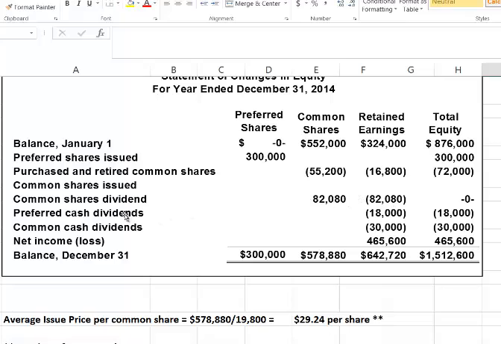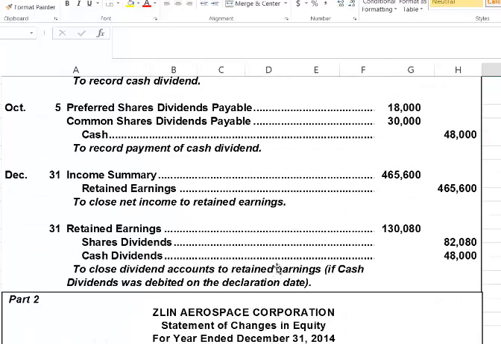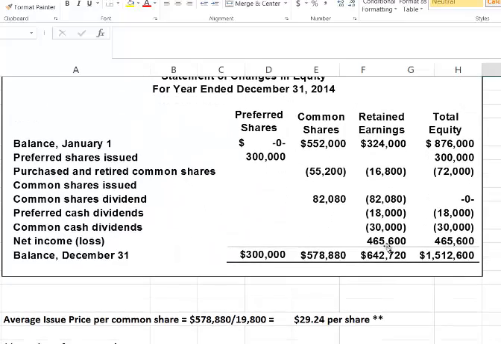We also declared cash dividends on the preferred shares, which were $18,000, and on the common, which were $30,000. We also increased retained earnings. You can remember up here, right, when we credited retained earnings when we closed the income summary account, which showed a profit, or a credit in the income summary account at net, which means we made a profit. So when we close out the income summary, we're going to increase the retained earnings. So we've got that increase right there.